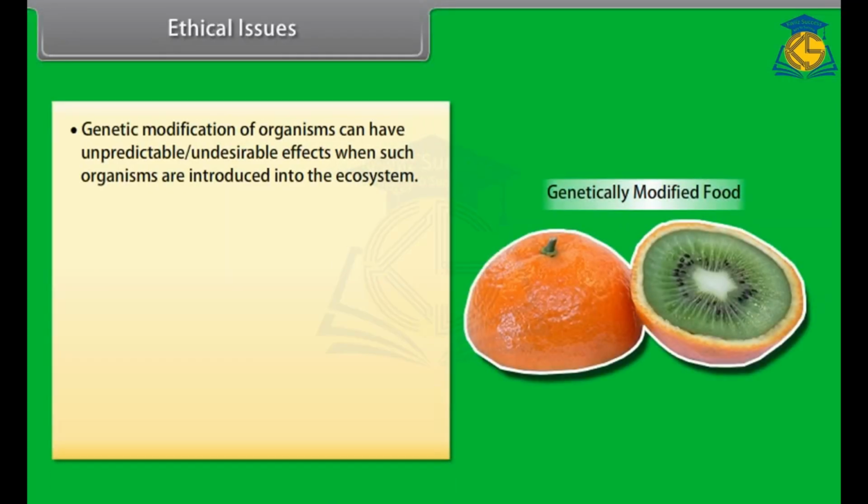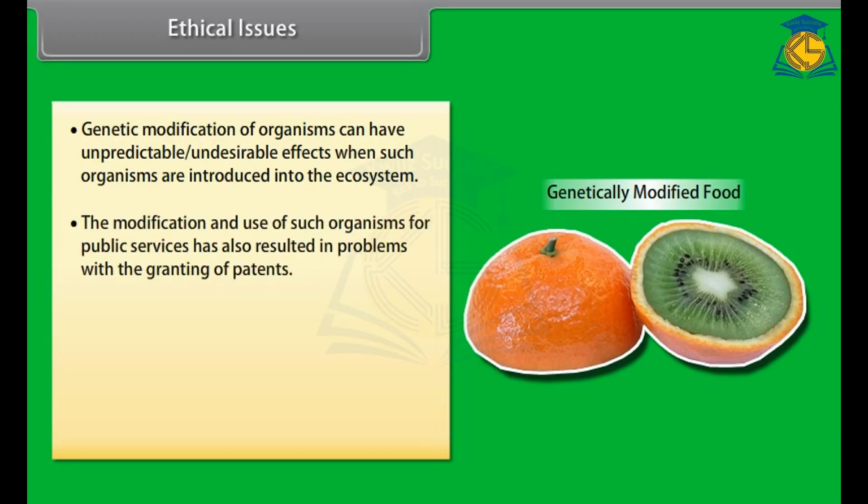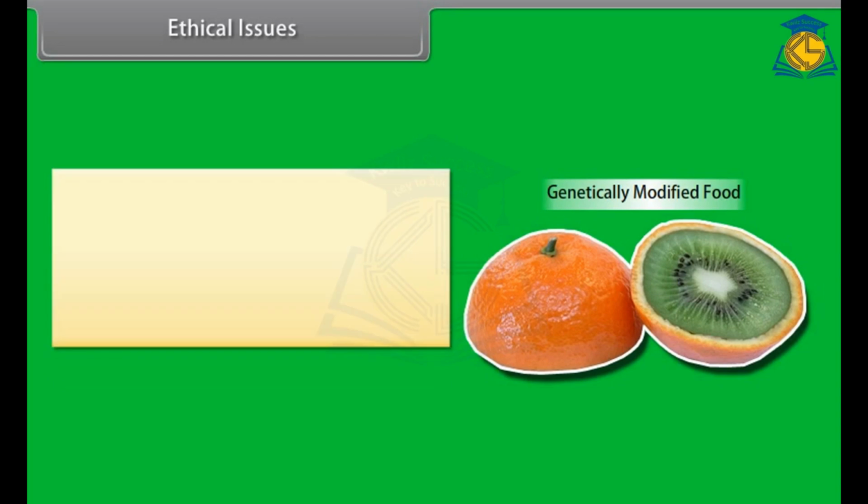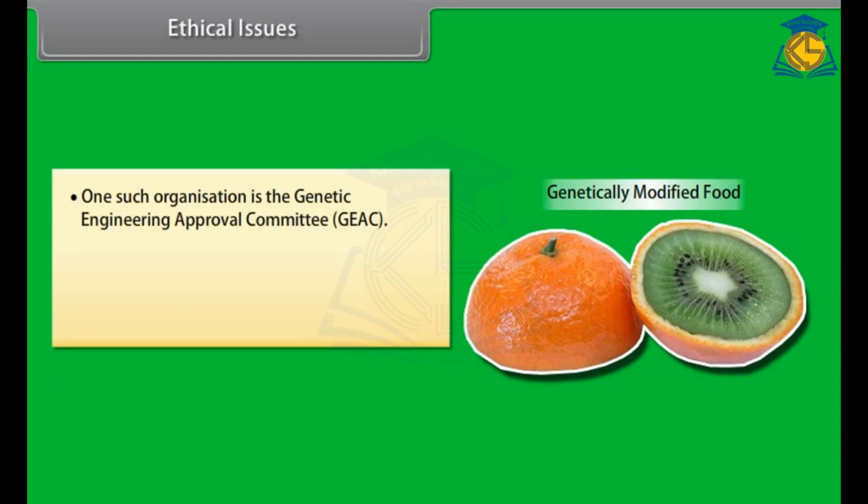Ethical issues. Genetic modification of organisms can have unpredictable, undesirable effects when such organisms are introduced into the ecosystem. The modification and use of such organisms for public services has also resulted in problems with the granting of patents. Hence, the Indian government has set up organizations which are authorized to make decisions regarding the validity of genetic modifications and the safety of introducing genetically modified organisms for public services. One such organization is the Genetic Engineering Approval Committee, GEAC.